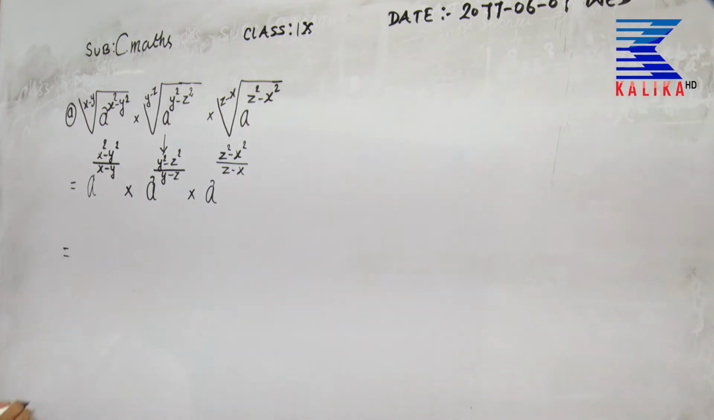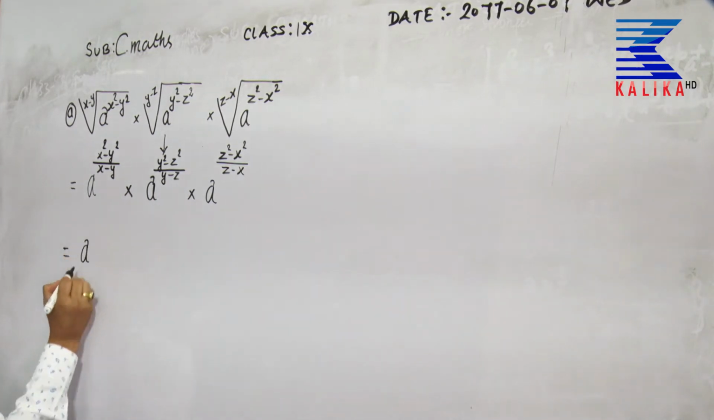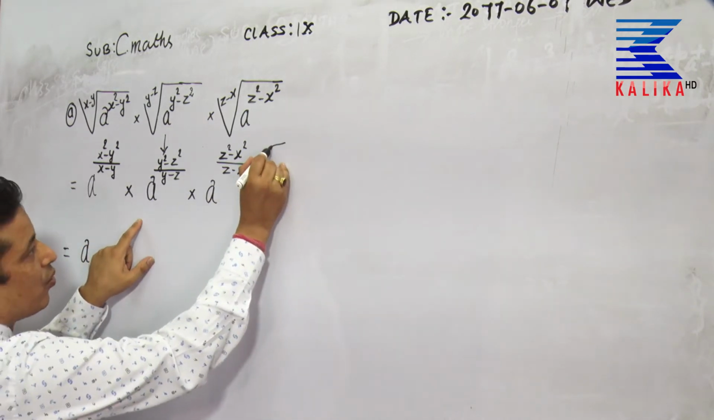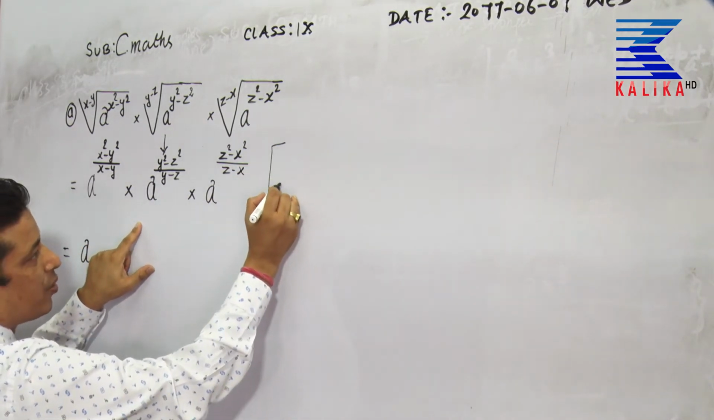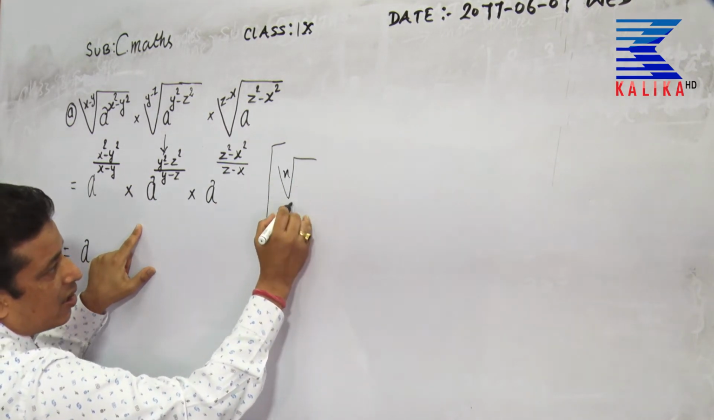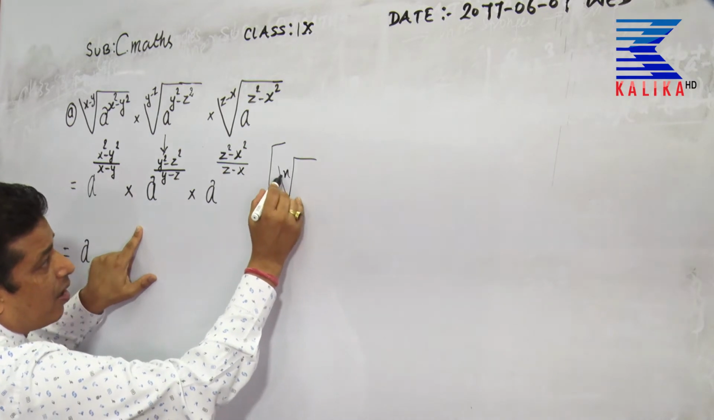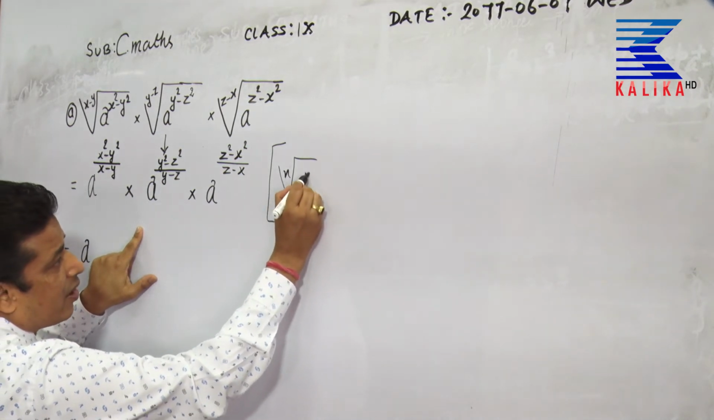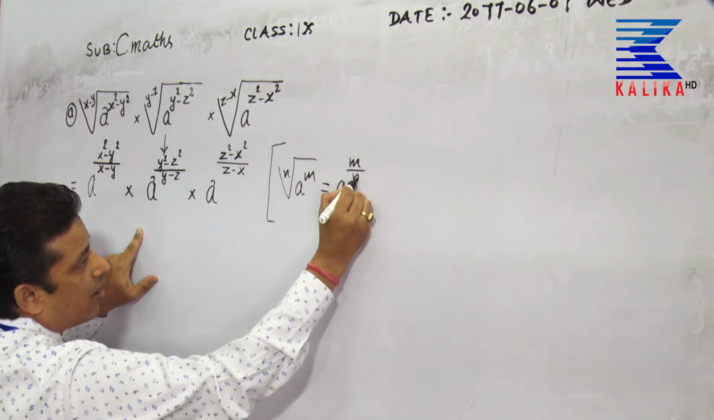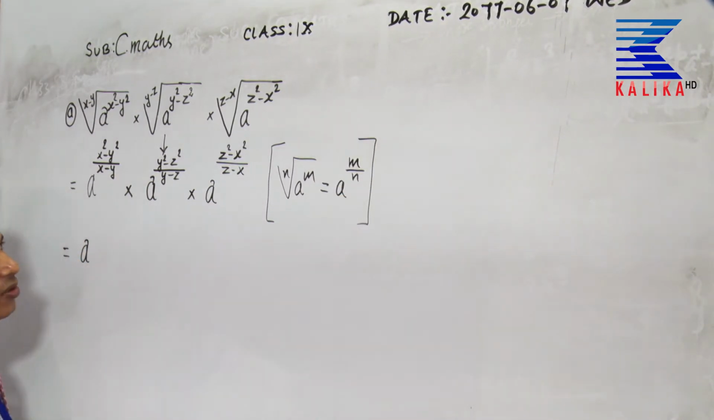Now, factorization is needed here as well, and let me explain which rule, which law we have used here. We have been using this since the last 3 days. A to the power m over n is equal to the nth root of a to the power m. This is the fact used in this step to remove the radical sign.